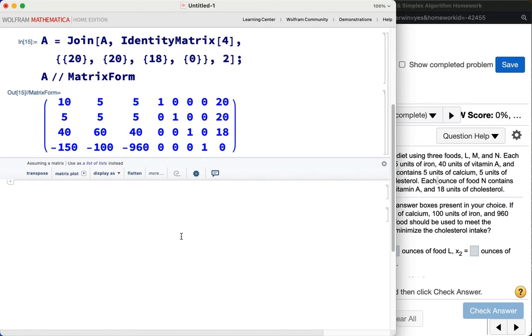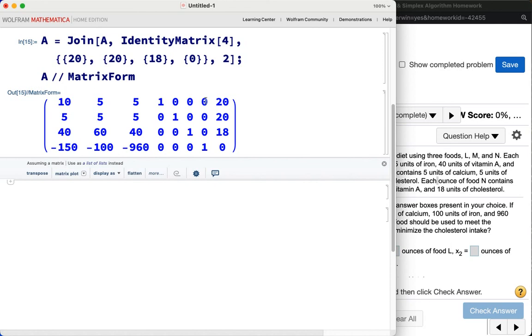Okay, now we can go ahead and solve this just like a regular standard maximization problem in linear programming. Okay? So let's go ahead and do it. The column that has the most negative value in the bottom row is which column? It's going to be the third column. This is the column that has the most negative value in the bottom row.